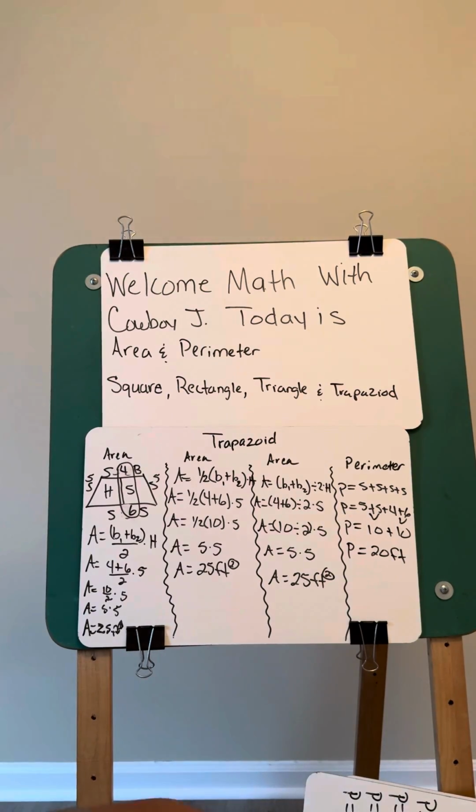And there we go. So we've just done a square, a rectangle, a triangle, and a trapezoid area and perimeter.